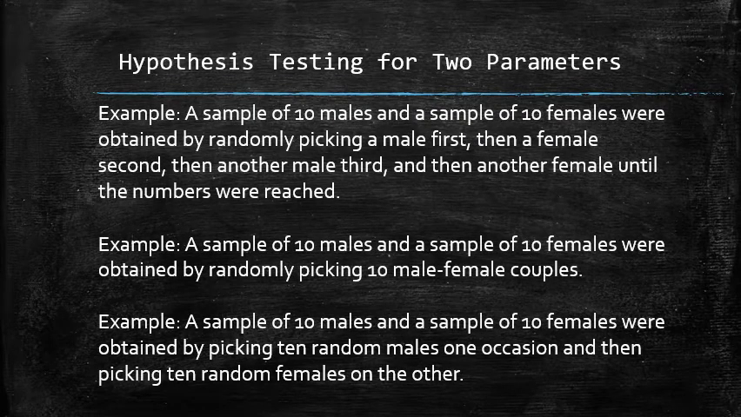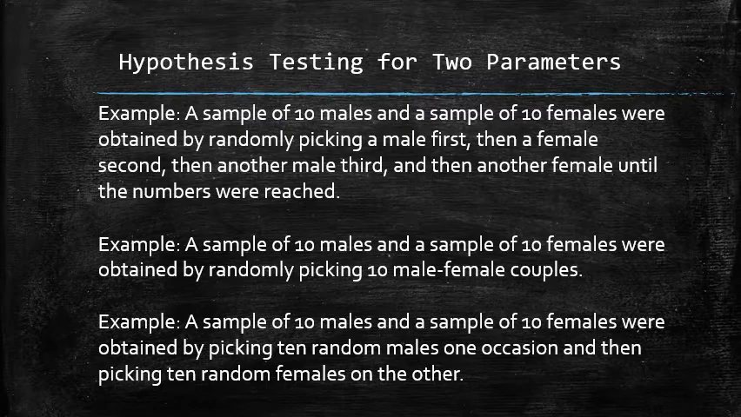Consider the following three different ways to pick a sample of 10 males and a sample of 10 females. It can be done on two different occasions, or it can be done simultaneously by picking male-female couples or rotating between males and females. Which of the samples are independent, dependent, and paired?